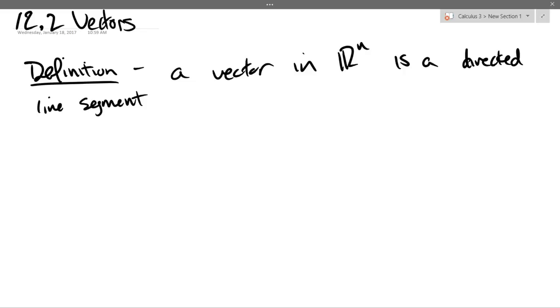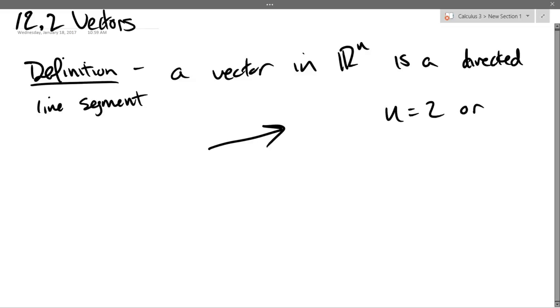A directed line segment, it's very easy to draw a vector. It looks like an arrow. Starts somewhere, ends somewhere else. And you should be able to tell where it starts and ends. So we do that with an arrow. So there's a vector. Generally, our n-dimensional space will be 2 or 3. So, at least not this quarter, we won't do any four-dimensional.